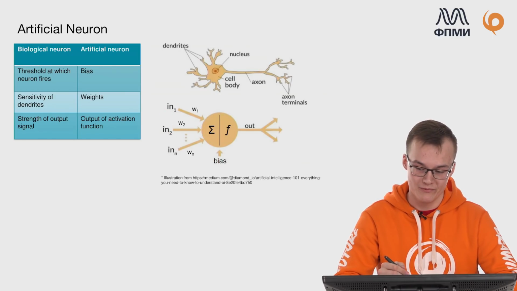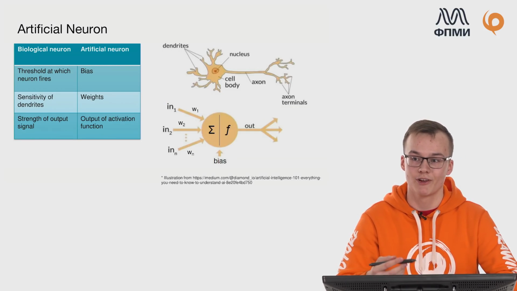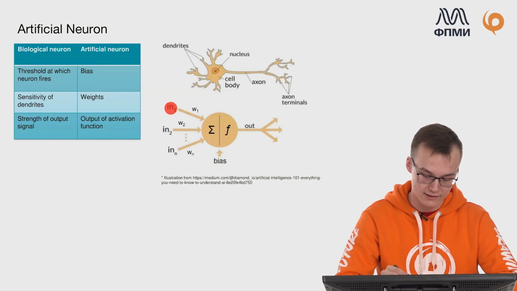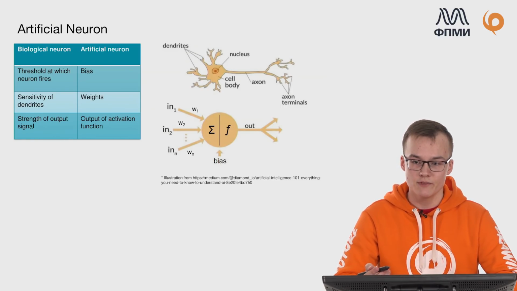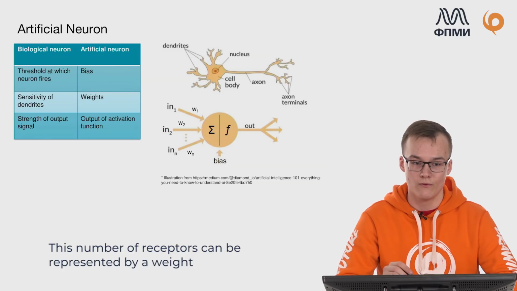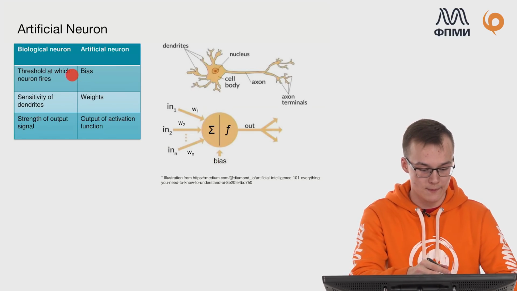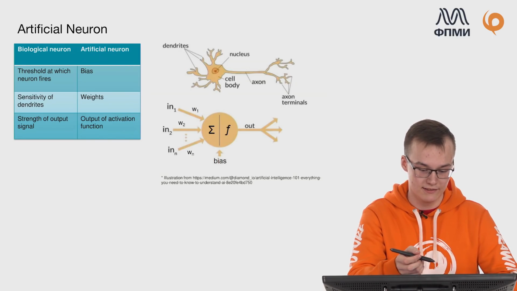We have many inputs from other neurons, and they are multiplied by some weights which correspond to a certain synapse. Why do we have this weight? Well, different neurons can have different activations, different concentrations of chemical neurotransmitters they send, and this is represented by the input value. However, synapses can have different amounts of receptors, which also influences the amount of signal our neuron gets from its neighbors. And this number of receptors can be represented by a weight. Actually, you can see the analogy between parts of biological and artificial neurons in this table.